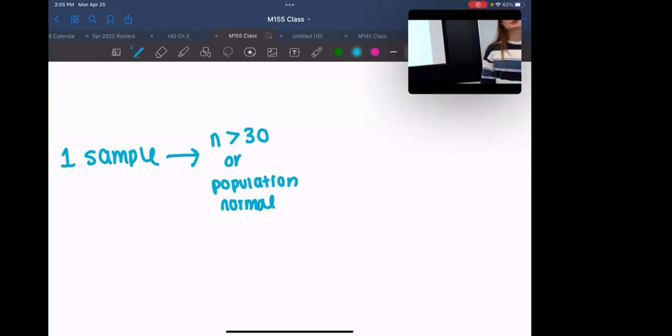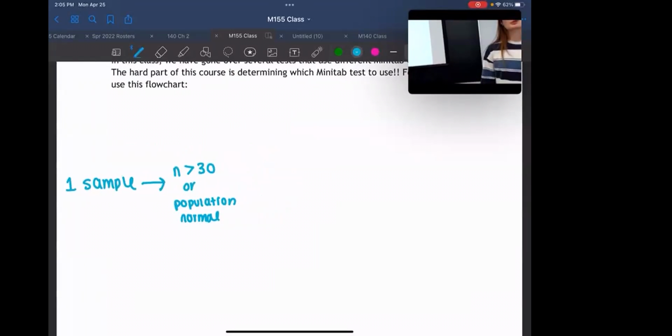So remember, with these tests, all we had to do is check if the sample size was bigger than 30 or if the population was normal. That's kind of what we had to do. Okay. So branching off of that, we're going to hypothesis testing. Does anyone remember the difference between when we use the one sample z-test versus the one sample t-test?